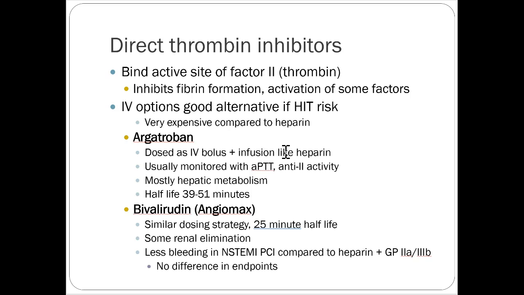But two products here, argatroban, which is dosed as an IV bolus and infusion, just like heparin. It's relatively fast acting, fast onset, short acting, which is nice. So you titrate it kind of like heparin, similar. Bivalirudin has a similar dosing strategy as well, with a slightly shorter half-life even, and some renal elimination, so you might have to think about that. Bivalirudin also has some role in acute coronary syndrome.